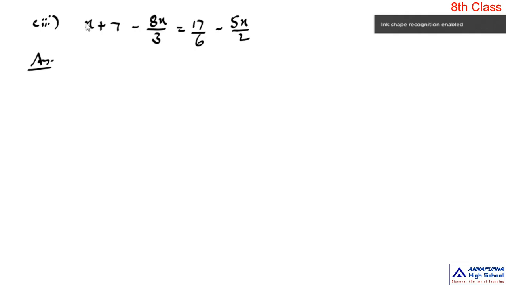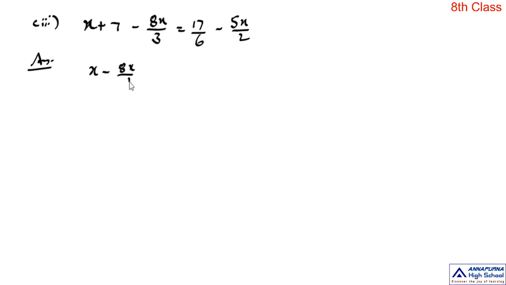Here the third equation is x plus 7 minus 8x by 3 is equal to 17 by 6 minus 5x by 2. Okay, first we transpose all variable terms to left side and all constant terms to right side. So when you complete the step, x minus 8x by 3. Why? Because plus 7 transpose to right side. So left side here we have two terms and right side we have one variable term. So when you transpose it to left side, minus 5x by 2 transpose to left side, it's plus 5x by 2.